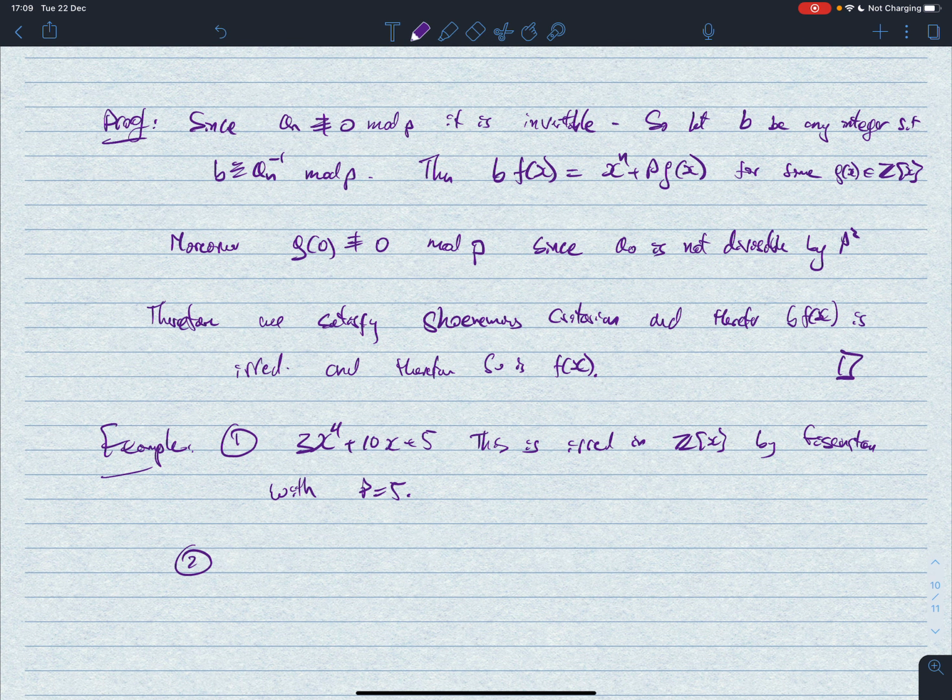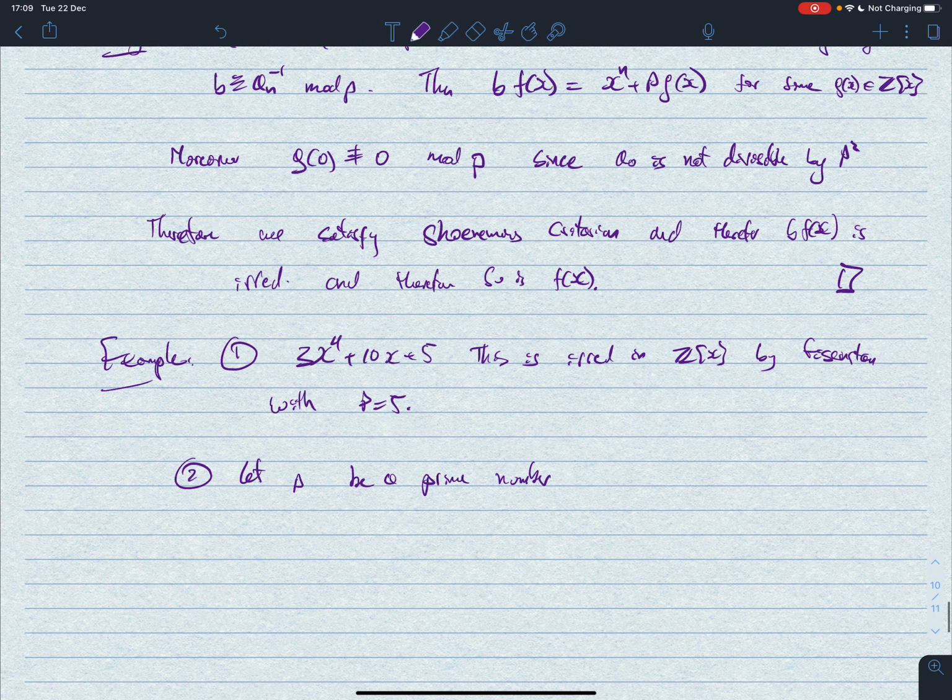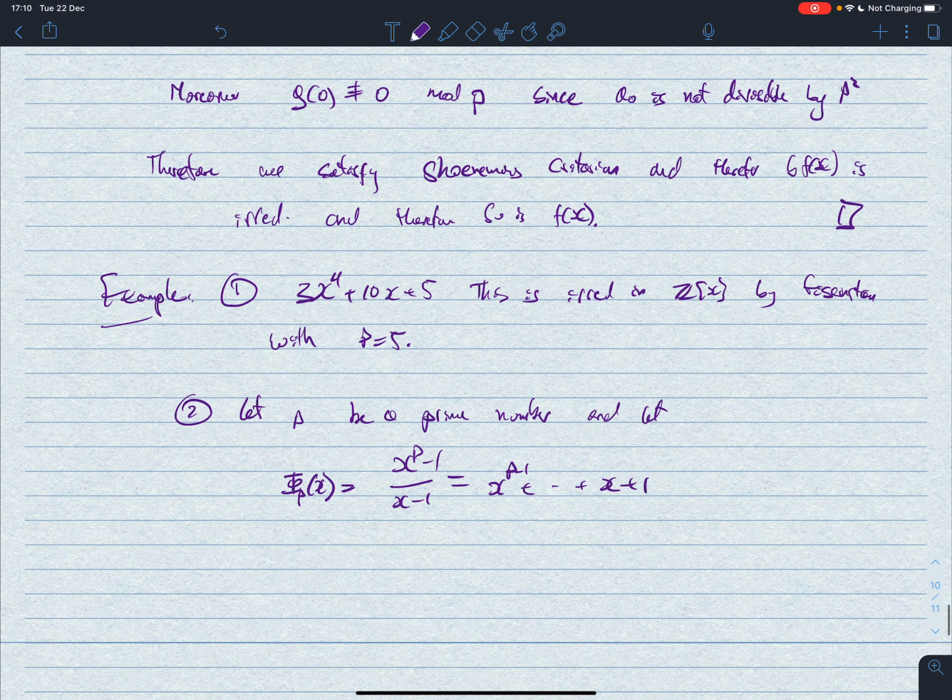Two, if I let p be a prime, and we let phi_p of x be the following polynomial, x^p minus 1 over x minus 1, which, if you expand this out, check that this is just this polynomial, then this is irreducible.